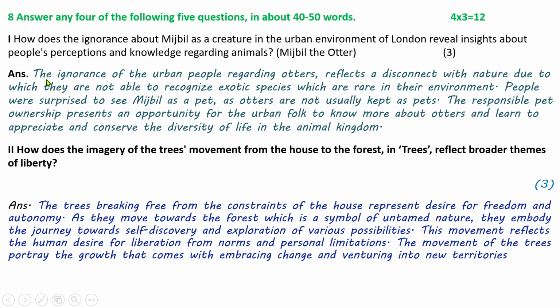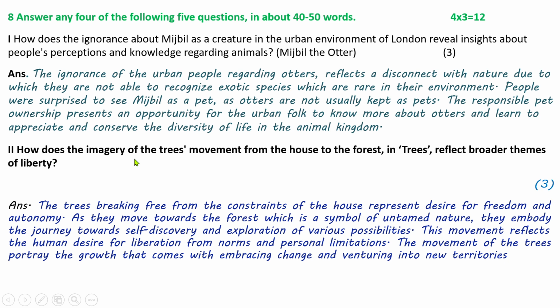We may say the ignorance of the urban people regarding otters reflects a disconnect with nature due to which they are not able to recognize exotic species which are rare in their environment. People were surprised to see Mitchell as a pet, as otters are not usually kept as pets. The responsible pet ownership presents an opportunity for the urban folk to know more about otters and learn to appreciate and conserve the diversity of life in the animal kingdom. So the narrator's responsible pet ownership of Mitchell offered an opportunity for the urban people to know about otters and appreciate the different types of life in the animal kingdom.